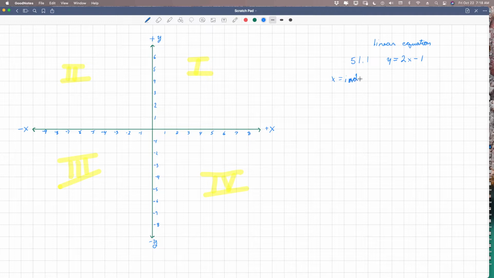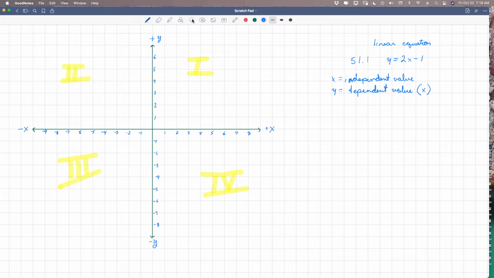If I can get this pen to work. Independent value. And y is the dependent value. It is dependent on x.